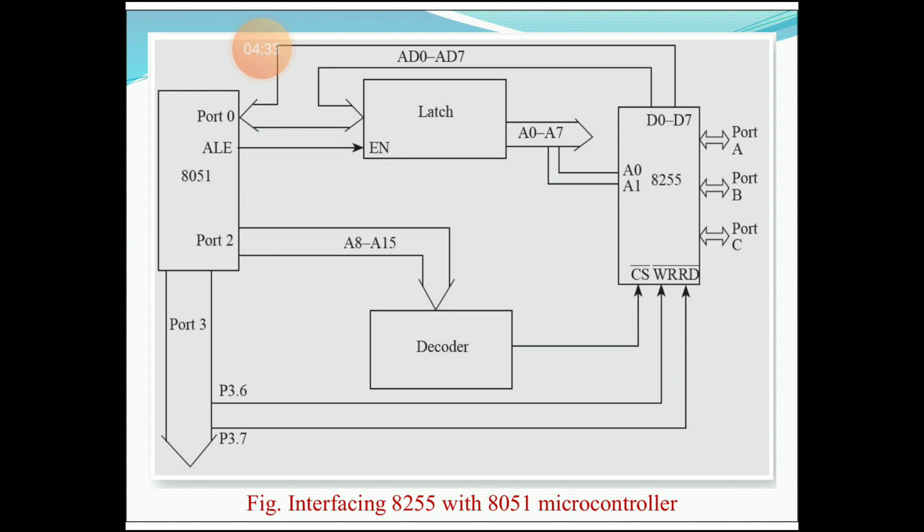The 8255 consists of 3 ports, port A, port B, port C, and internally one register called the control word register. The 8051 can access the data from port A, port B, port C or the control word register by using the 2 address lines A0 and A1. So these 2 address lines are used to select any one of the registers of 8255. So this is the interfacing of 8255 with the 8051 microcontroller.